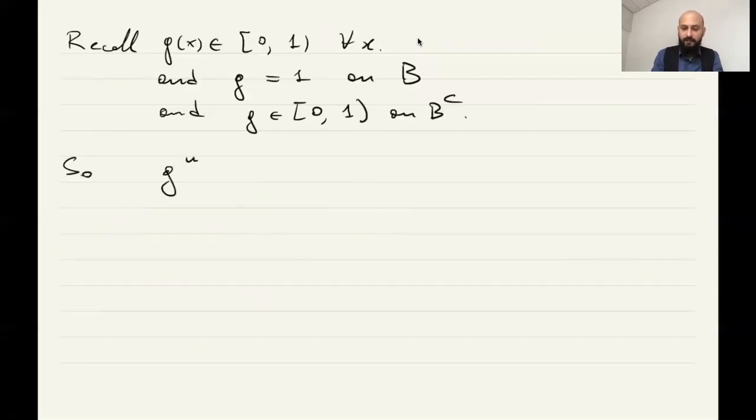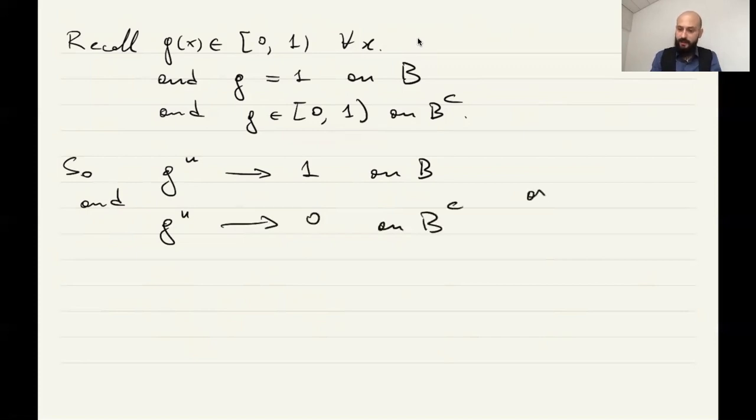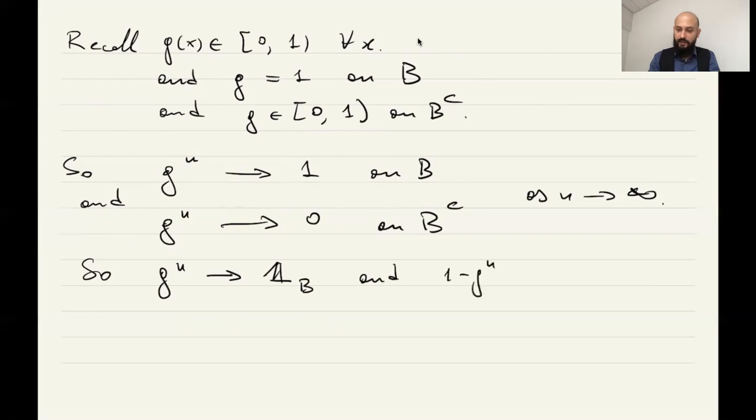If I'm on B, then this is always equal to 1. And g to the n, if I have a number that is strictly less than 1 and I take powers, then this converges to 0 on the complement, as n goes to infinity. So what we understood is that the function g^n converges pointwise to the characteristic of B, and 1 minus g^n converges to the characteristic of B complement.